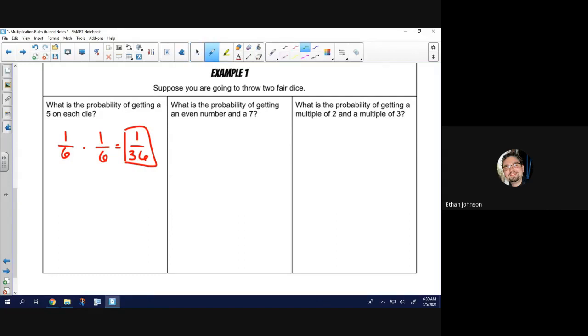Looking at the second one, probability of getting an even number and a 7. Well, an even number, well, on a die, there's 2, 4, and 6. So there's 3 options out of our 6. Times, now we want a 7. Well, there are no 7s. So 0 out of 6. Multiplying across, 3 times 0 is 0. 6 times 6 is 36. So we have a 0 out of 36 chance, or you could just say 0. Because 0 divided by anything is just 0.